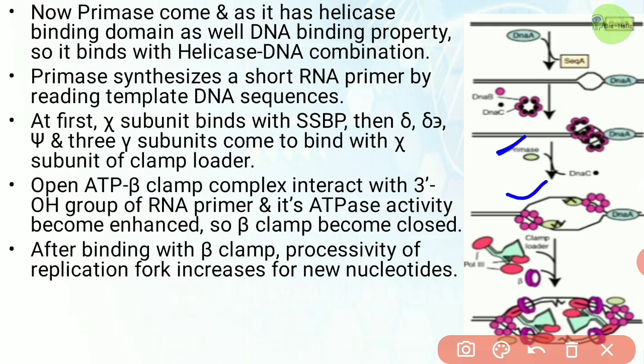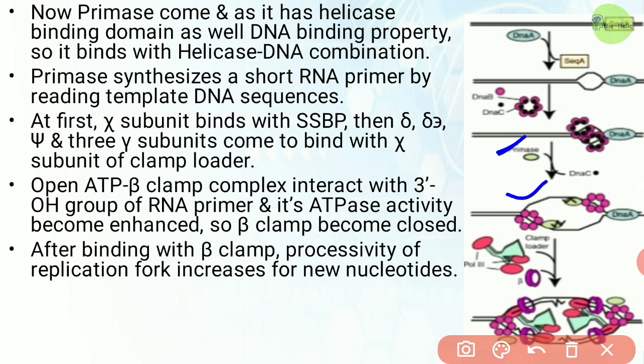And then DNA polymerase, or DNA pol, comes, but its binding capacity with DNA is very low. So the chi subunit of the clamp loader binds with the single strand binding protein, or SSBP. Then after binding of chi, delta and delta bar subunits come and bind with the chi subunit. Then chi interacts with the psi, 1 psi and 3 gamma subunits.